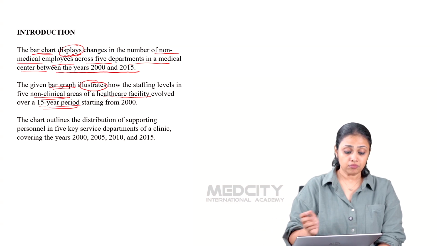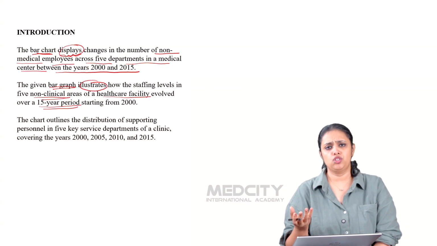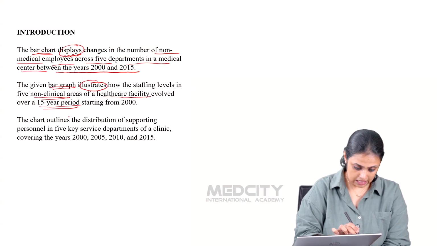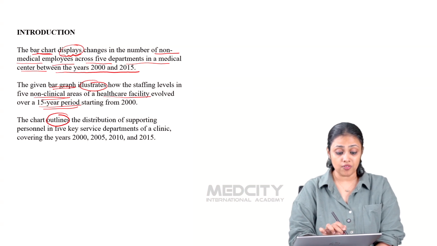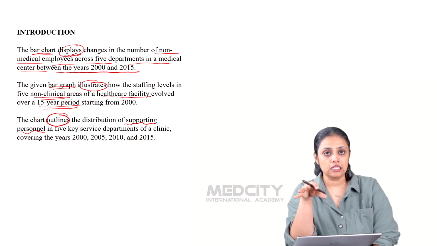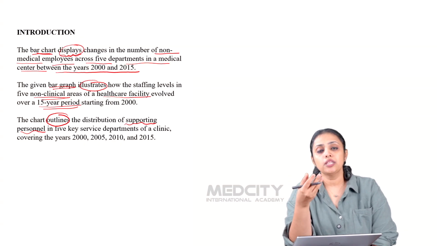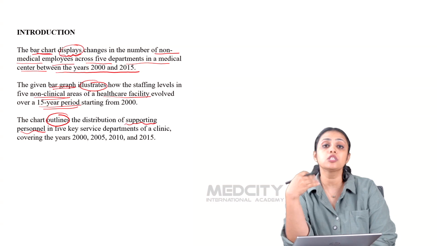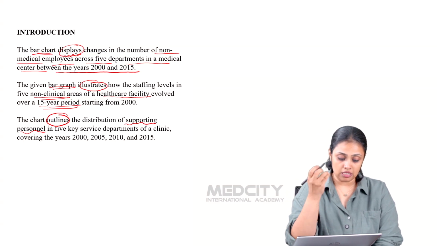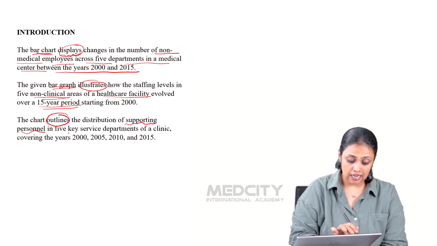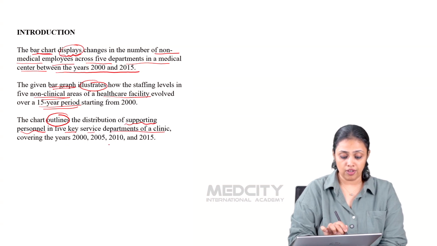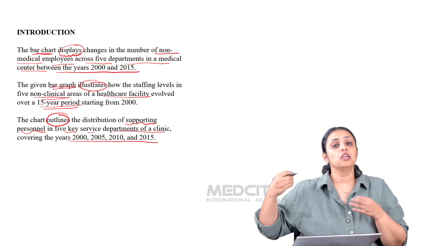Then another way: the chart. You've not mentioned whether it is bar or line or anything. The given chart outlines, another word, the distribution of supporting personnel in 5 key service departments of a clinic, covering the years 2000, 2005, 2010 and 2015. Now, in a clinic, you have the main medical staff there, doctors and nurses, and along with them, you have staff to support these main professionals. So you can call them supporting staff. Here you're just listing out all those years.